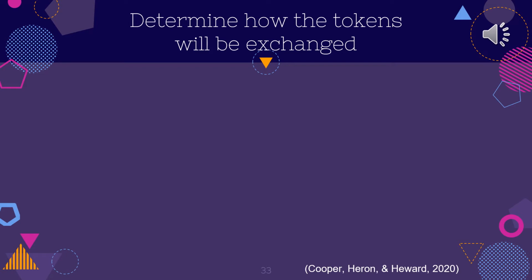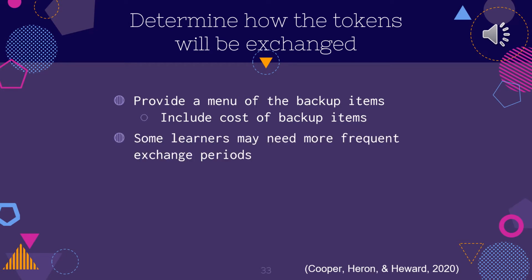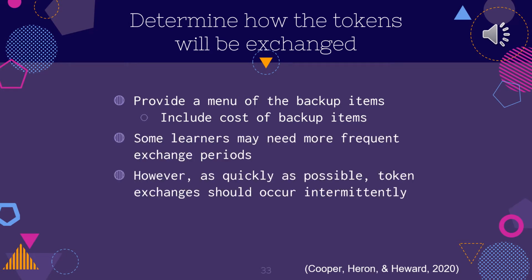Next, you should determine how the tokens will be exchanged. One way is to provide a menu of the backup items. The menu can include a cost of the backup items. Learners can select from the menu, and you can have a table ready with the items for them to select from. Some learners may need more frequent exchange periods. However, as quickly as possible, token exchanges should be occurring intermittently.